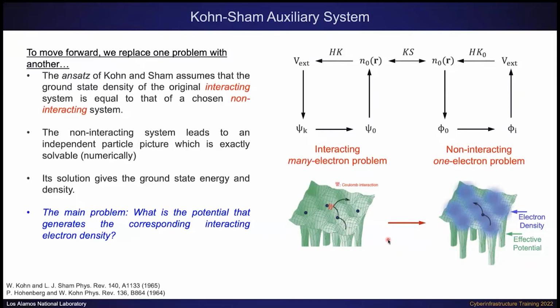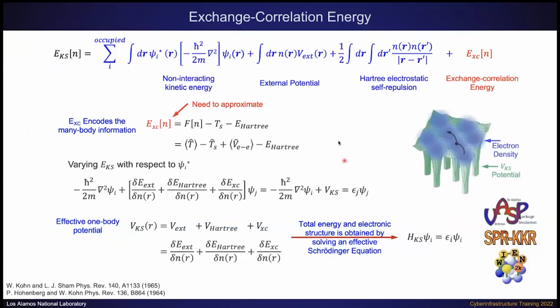So here, the main problem turns out to be, what is this potential? What potential gives us the same charge density as that for the many-body problem? And so there's actually a constructive way to do this. Let's see this. So here, we can construct what we call the Kohn-Sham energy. This is just going to be the total energy of the system. And we know that it's built up of multiple different parts. We have the non-interacting kinetic energy, because remember, we want to map this many-body system to some single particle system.